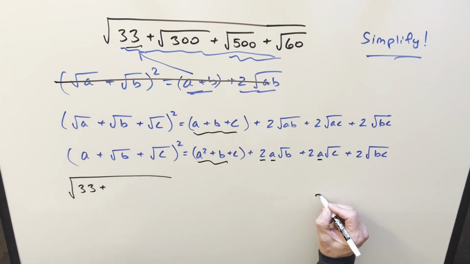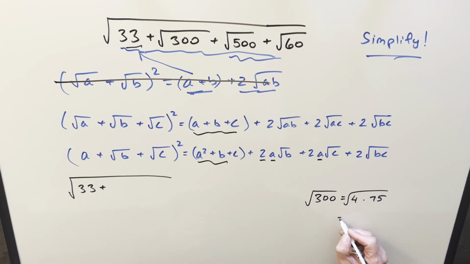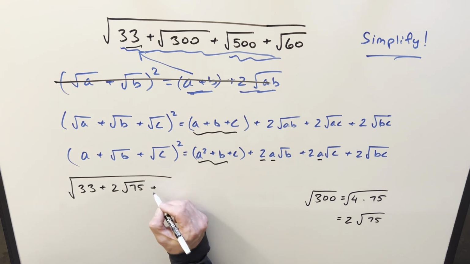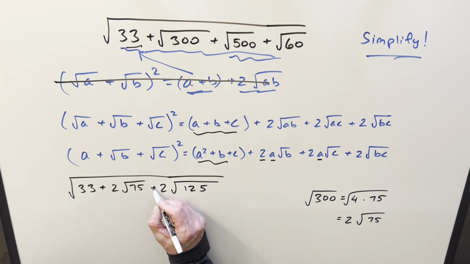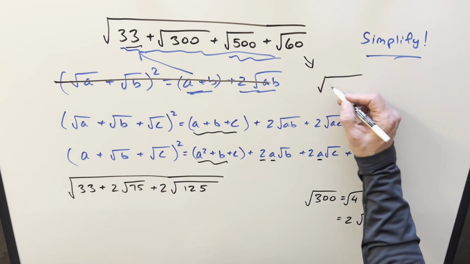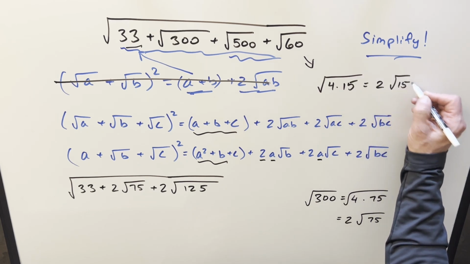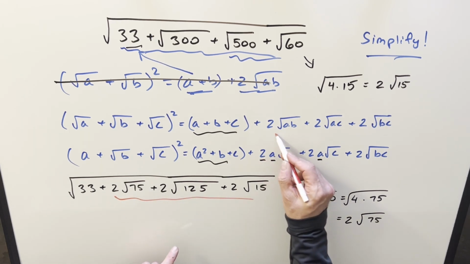300 is going to be the same thing as 4 times 75. And so this is inside a square root, but 4 is a perfect square, so I can write this as 2 square root 75. Same thing with 500, where 500 is 4 times 125. We know 4 is a perfect square, so we'll just do it on the fly, and we'll write square root 500 as 2 square root 125. And for square root of 60, 60 is 4 times 15, so that's going to be 2 square root 15. So now we've pulled a 2 out of everything, and this matches this first one here.